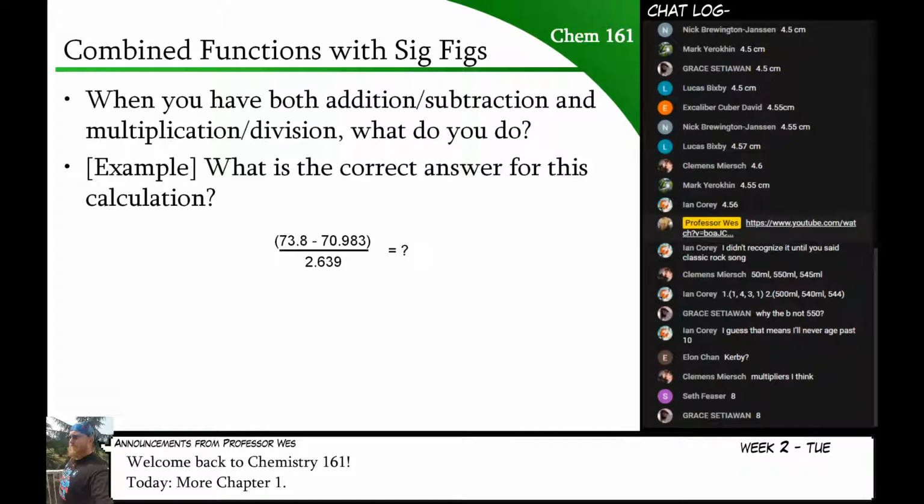Now, there is an issue that comes up if you try and do multiple operations together. And that is, well, what's the answer? What's the correct number of sig figs? Well, first we need to do this. We all remember what this is, right?